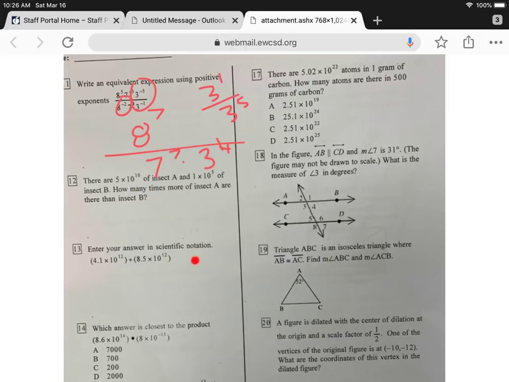I'm not going to do this one for you guys. This one, just write them out in normal notation if you can, and just add them. You see that addition sign? We did that with the rally coach. And then this guy down here, you're just going to multiply.